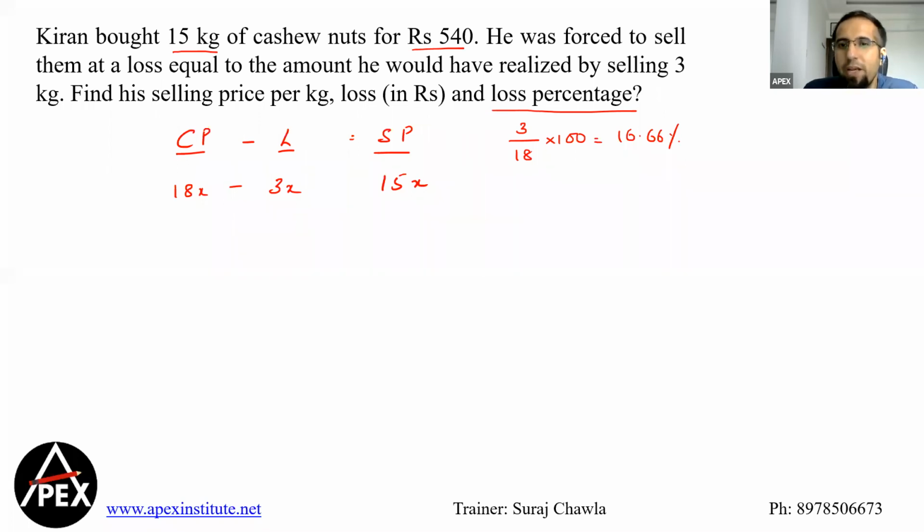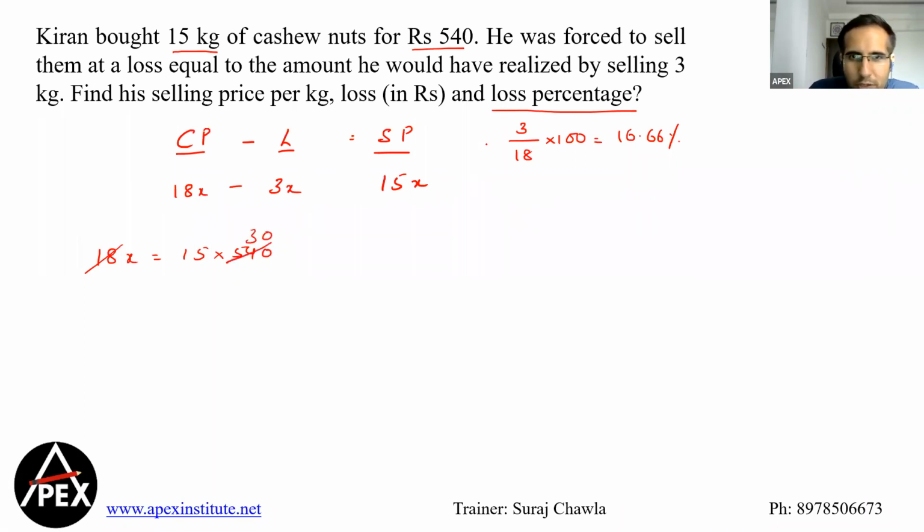See, you failed to solve the one. Okay. Now I know 18x is the total cost price. 18x is equal to 15 into 540. And we know x is the selling price per kg. So the value of x is going to be 8 ones are 8, 30s are.